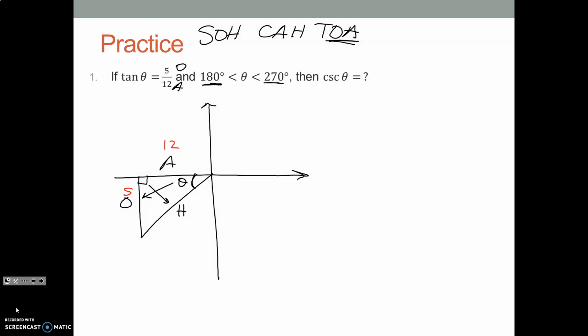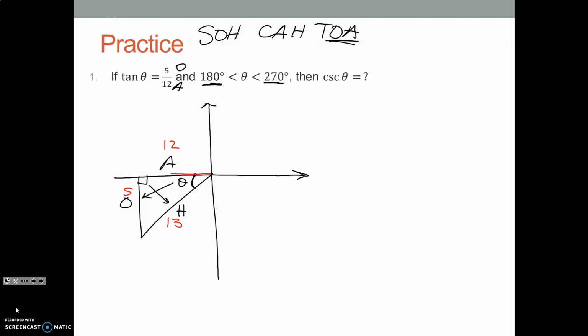If you want to find your hypotenuse, you can remember this is a special triangle. You can also do 5 squared plus 12 squared equals c squared. So 25 plus 144 equals c squared, 169 equals c squared, and c equals 13. So this is a 5, 12, 13 triangle.